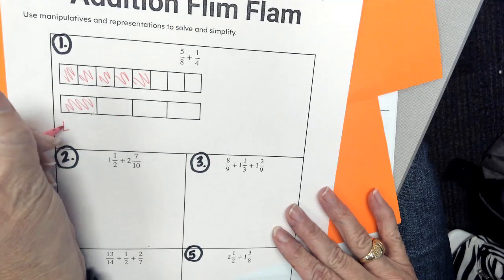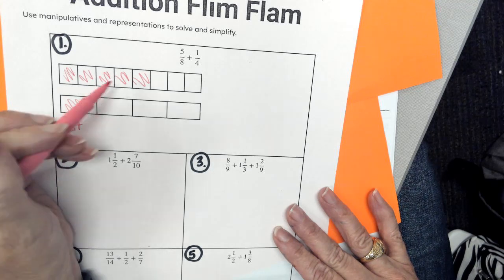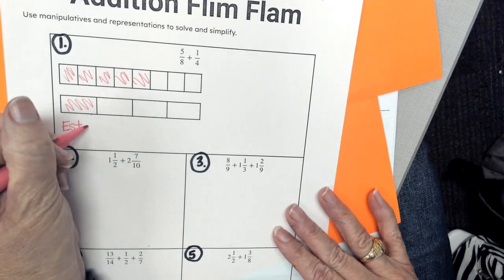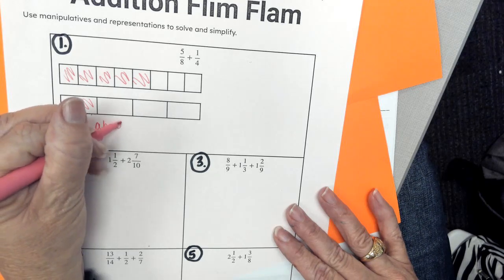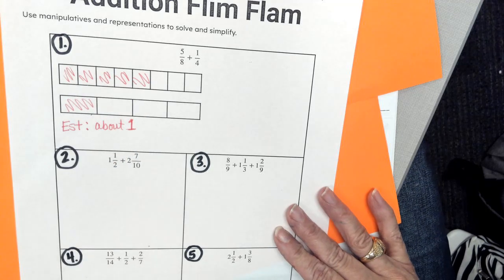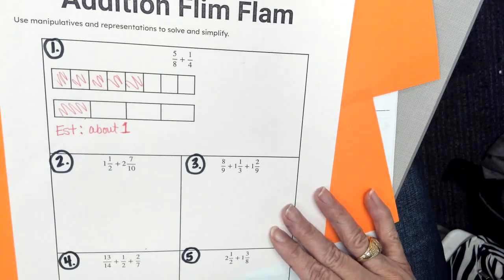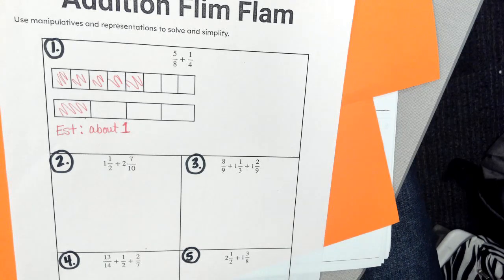So if I wanted to make a quick estimate, I would think to myself, well, if I move this over here, that's going to be about 1. About 1 is my estimate. So when I add these two fractions together, I'm thinking that it should be pretty close to 1.